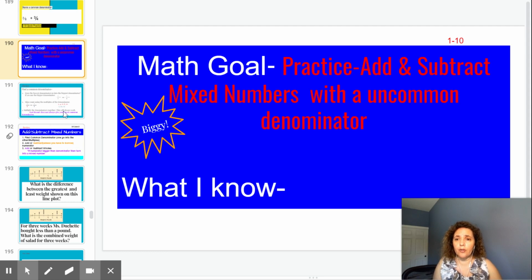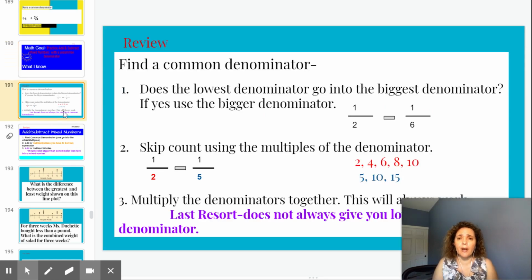So let's review. We talked about finding a common denominator. Remember, always look to see if the lowest denominator goes into the biggest denominator. And if it does, then you found your least common denominator. If it doesn't, you skip count. Go 4 or 5 numbers out and see if they have something in common.